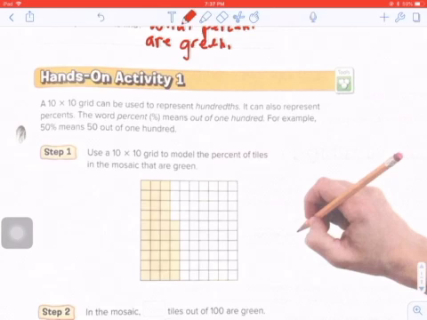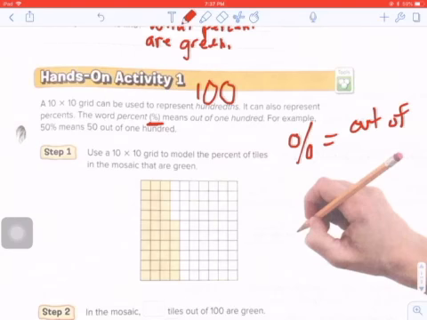It says a 10 by 10 grid can be used to represent hundredths because there would be 100 squares in it. It can also represent percents. The word percent, and here's our little percent symbol, means out of 100. That's so important. I want you to write it on the side of your book. Draw a little percent sign. That means out of 100. Just so you know that when we see that, like on a test score, it means we've taken your test score and turned it into a score out of 100. So for example, 50% means 50 out of 100.